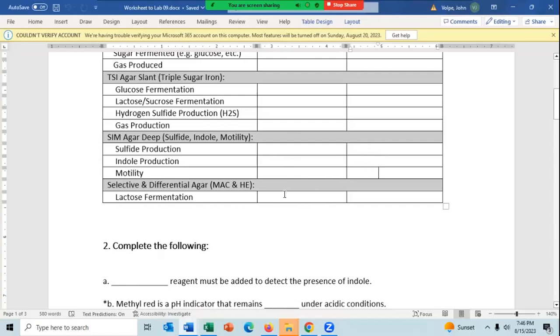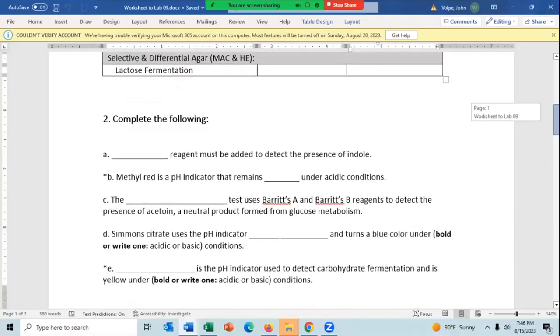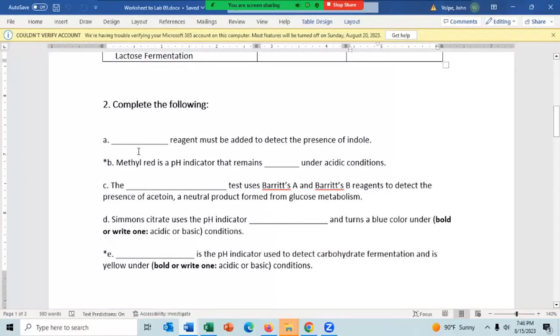And then we have, for some reason, the MAC and HE plates together. Tell me what lactose fermentation looks like, at least of the MAC, because it's a different color than HE. Okay, so at least positive for the MAC and then negative for the MAC. If you want both for the MAC and the HE, you can do that. And then complete the following questions.